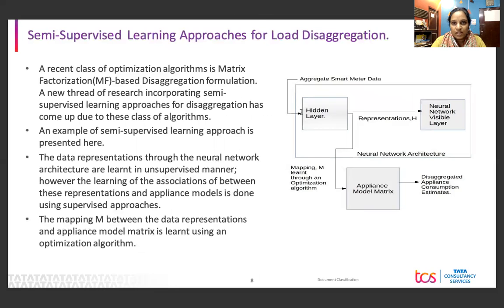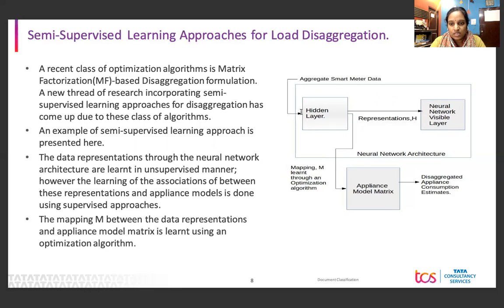In order to simplify the load disaggregation frameworks, a new thread of research is emerging, which is called the semi-supervised learning approach. To the right, we find a sample block diagram of how semi-supervised learning approaches work. On one end of the neural network architecture, we have the aggregate smart meter data fed in. The representations are learned at the hidden layer, and along with the regular visible layer of the neural network, there is another visible layer that's appended, which we call the appliance model matrix.